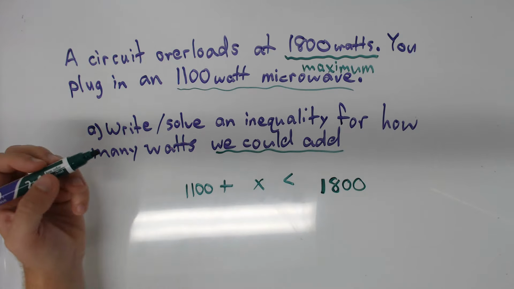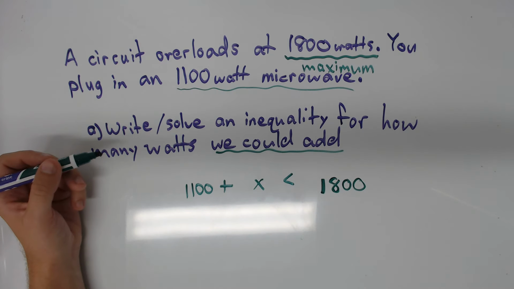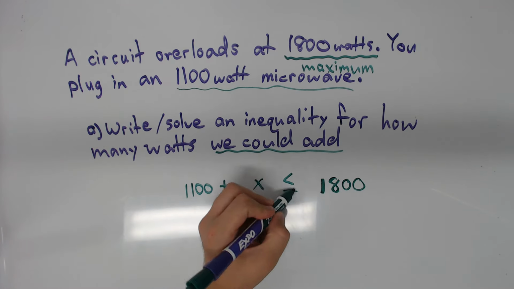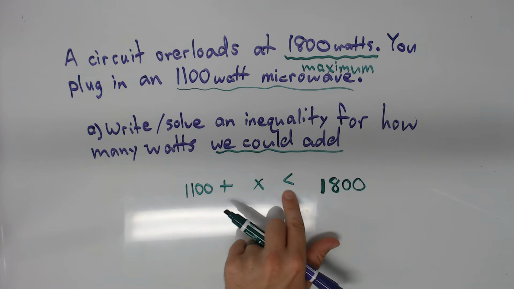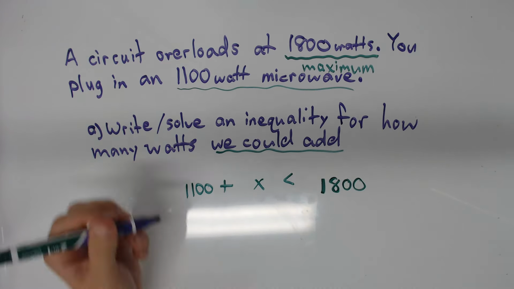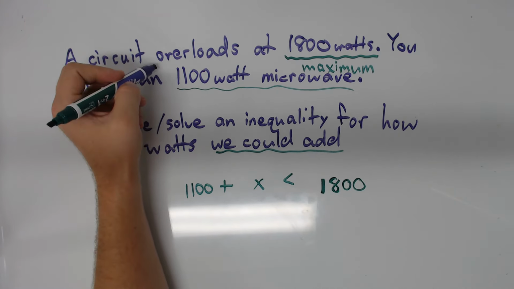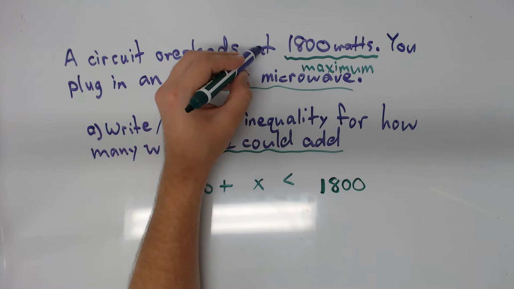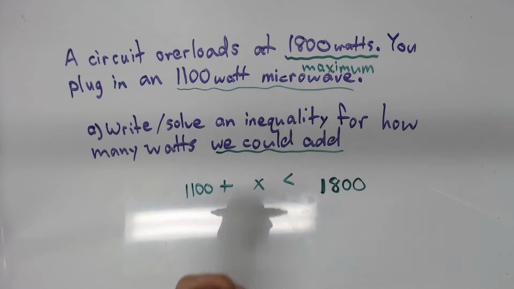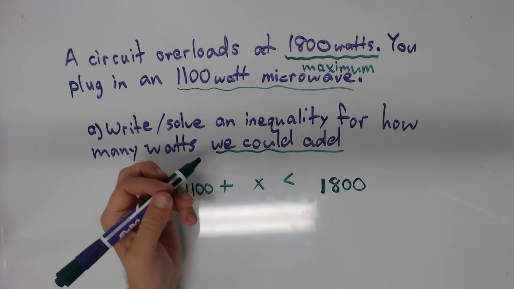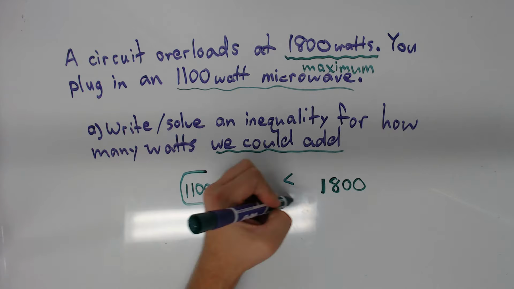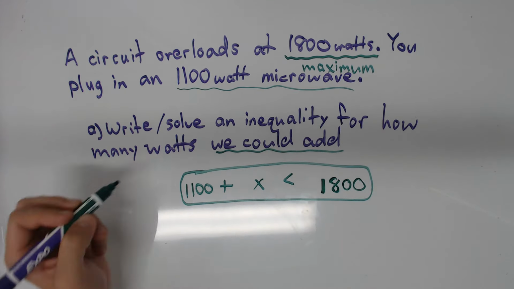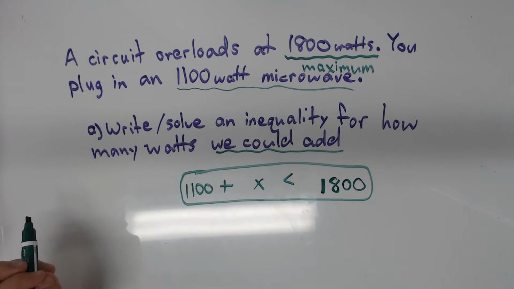Am I allowed to be at exactly 1800? Well, the way we decide whether or not to put that line is from the wording of the problem. Does it overload after 1800 watts or at 1800 watts? It says at, which means I don't even want to hit the number 1800. So I am not going to put the line underneath this. This would be the answer I'd expect. That would be the perfect way to write this out.